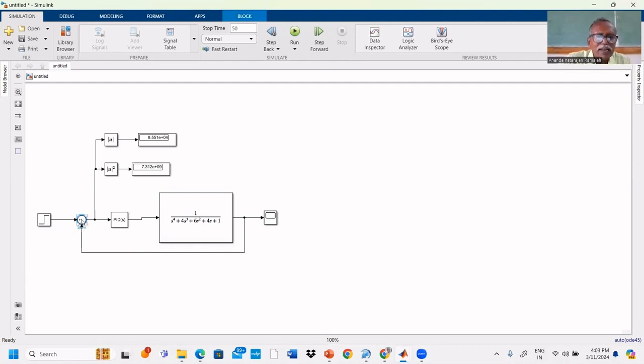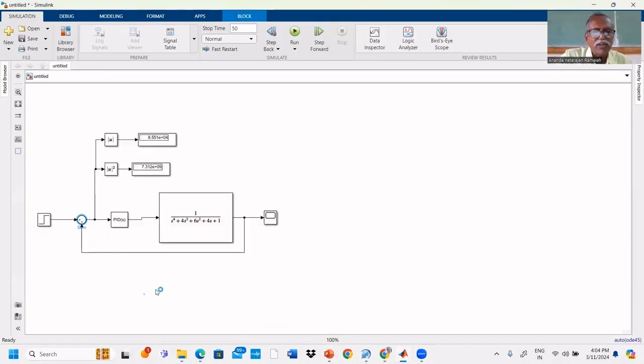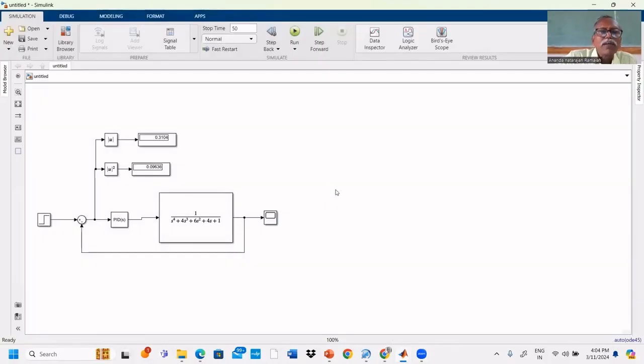Here I didn't enter the correct parameters. We have to do negative feedback. I gave positive feedback, that's why it is unstable. So we have to give the minus sign. I forgot to give negative. Now it is negative feedback. So now we have to simulate. We got ISE, IAE. This is IAE 0.3. ISE is 0.09.